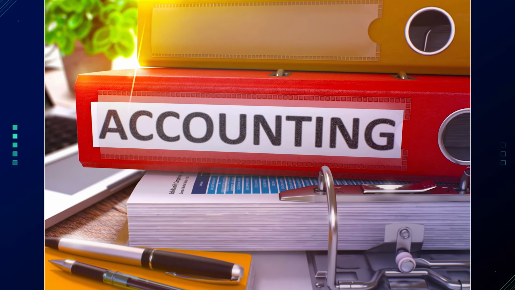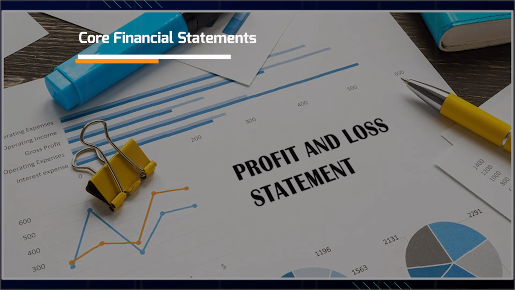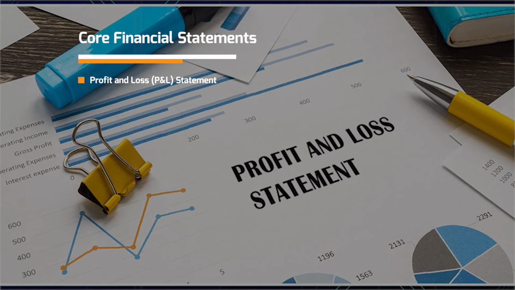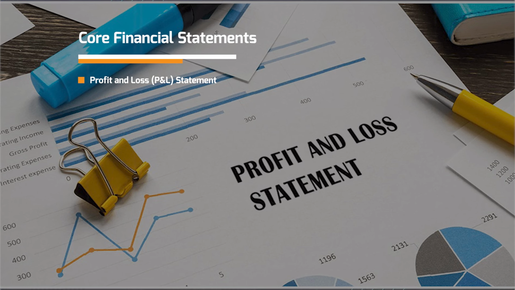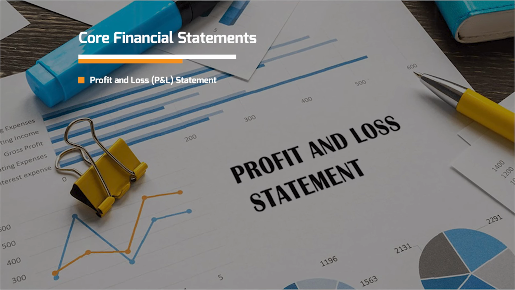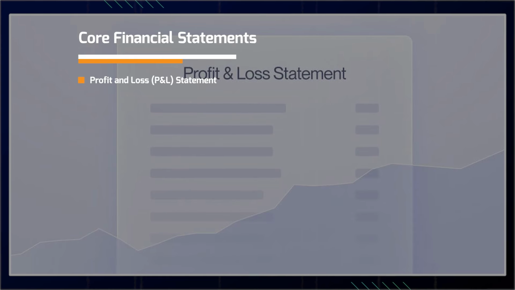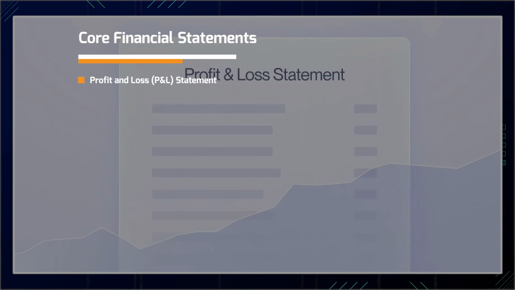Now, let's talk about core financial statements. The profit and loss statement shows profitability over a specific period, whether it's monthly or yearly. It details income, cost of goods sold, gross profit, expenses, and net profit, helping assess tax obligations and financial performance.